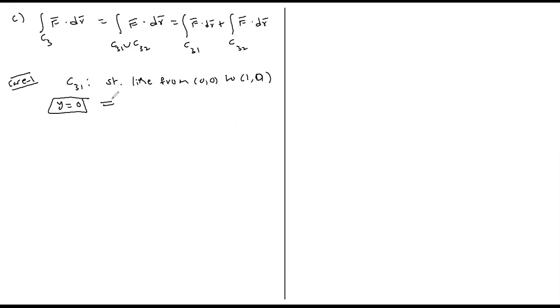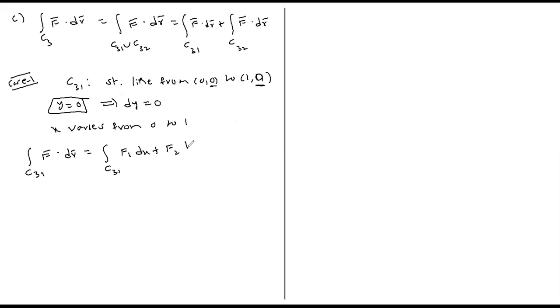Okay, when y equal to 0, what is dy? 0. So only x is varying. See, there is no change in y. x varies from 0 to 1. Okay, so then the integral along C31 of F bar dot dr bar is the integral along C31 of f1 dx plus f2 dy. But what is dy? 0. So this is simply f1 dx.